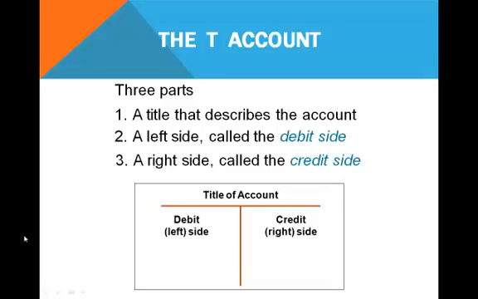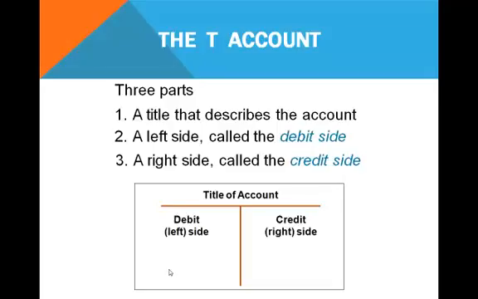Secondly, it has a left side. It's called the debit side. Third, it has a right side. It's called the credit side. Debit means left. Credit means right. That's all they mean in the context of a double entry accounting system. They don't mean anything else. They don't mean up, down, increase, decrease, good, bad, anything like that. They only mean left and right.